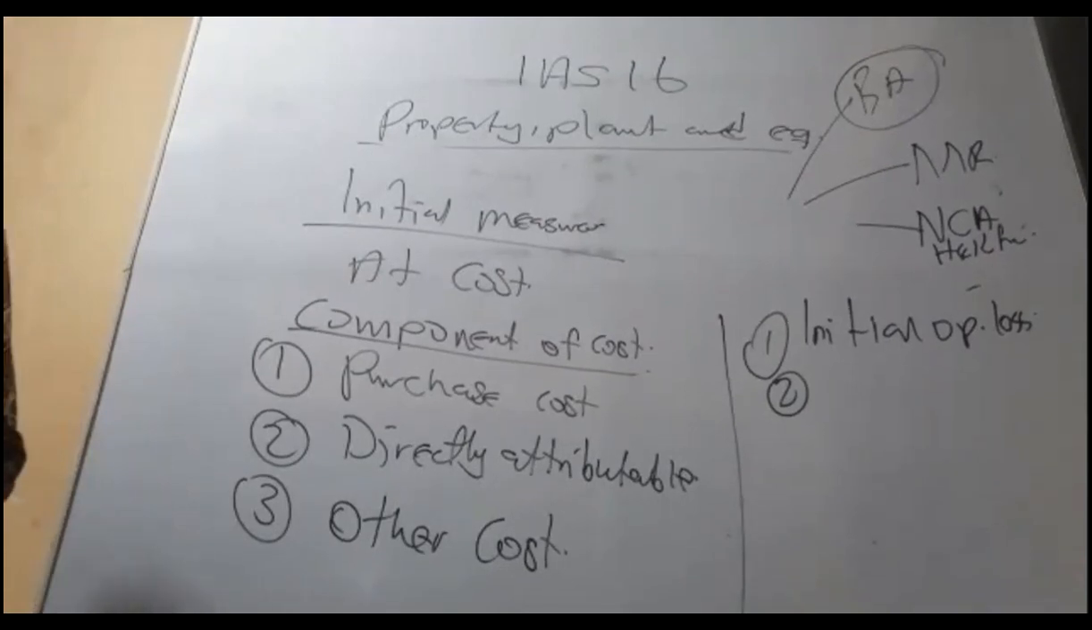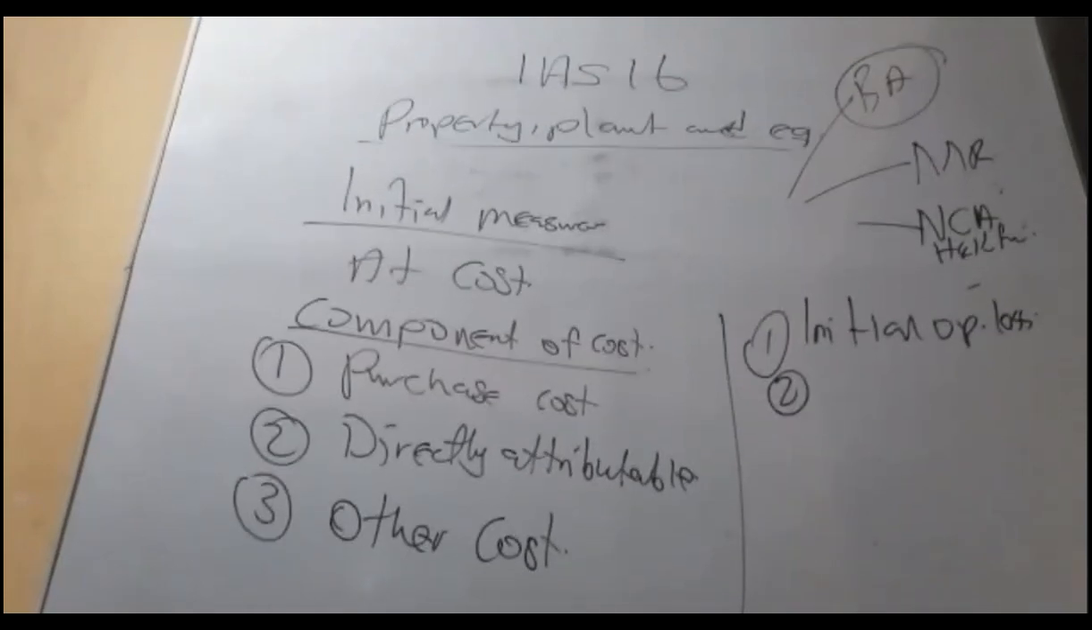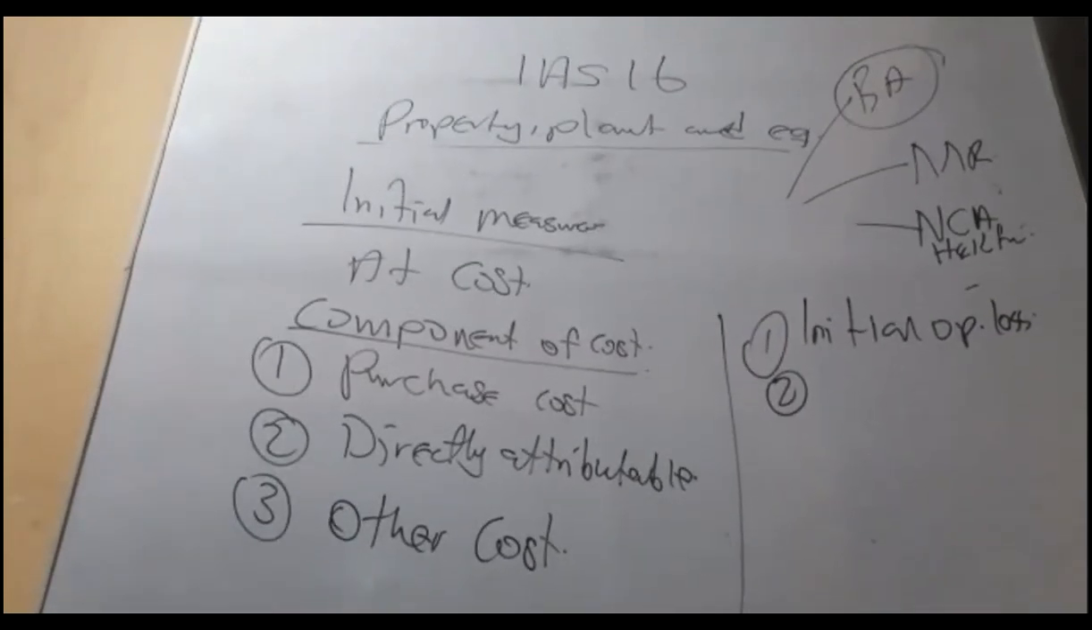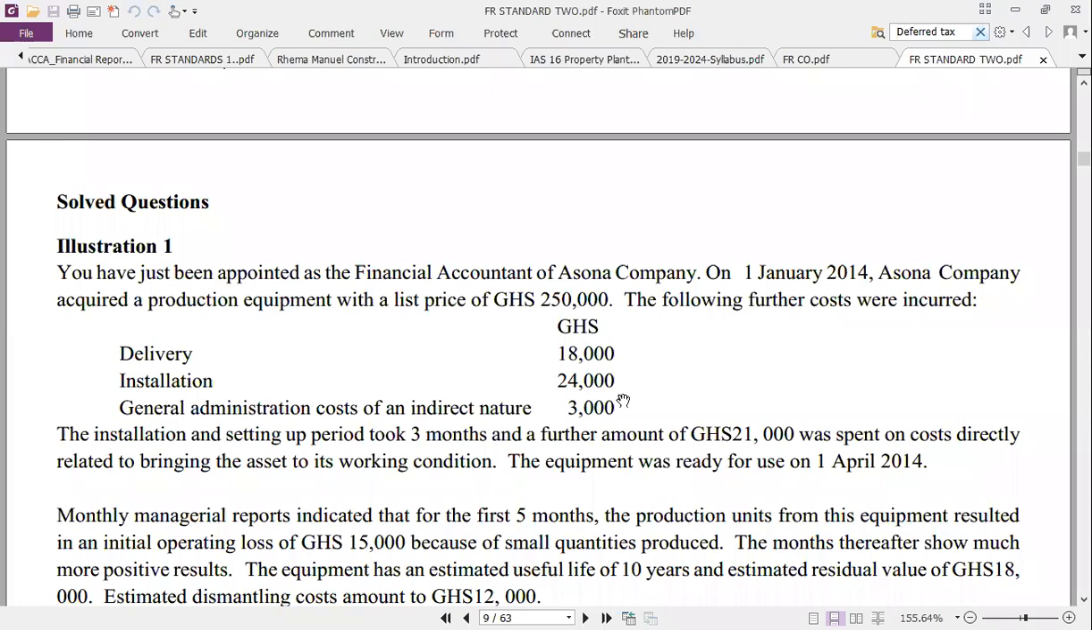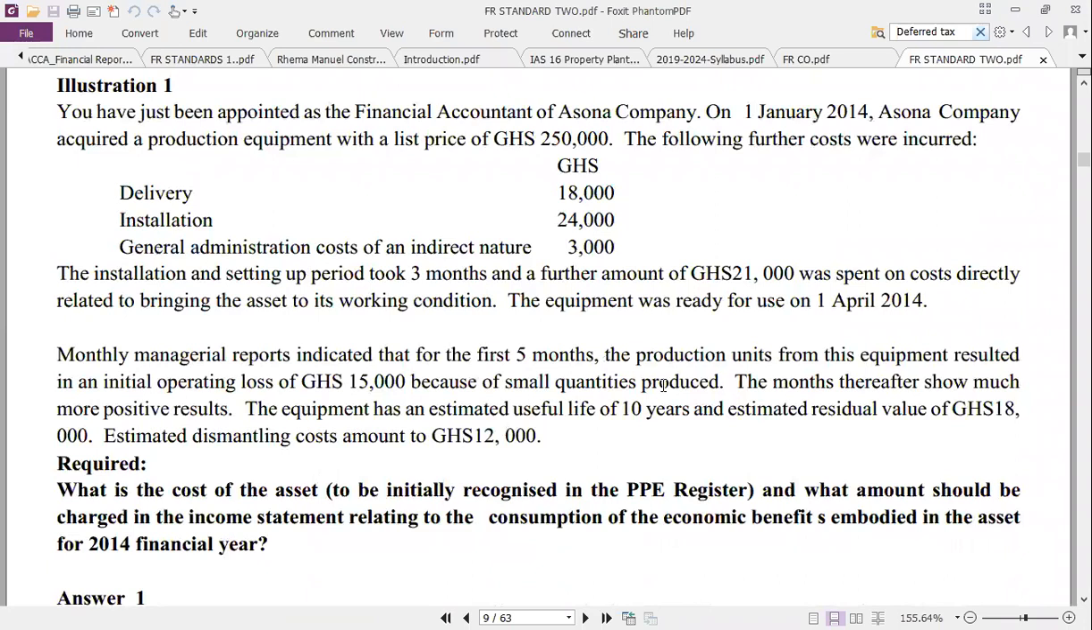Now let's back it with an illustration. We are going to the question-solving stage. So that's the summary up to the recognition and the measurement of IAS 16, the PPE. Now let's look at the first question. In fact, we are just calculating costs. What is the cost of the asset to be initially recognized in the PPE register? That's the section that I want.